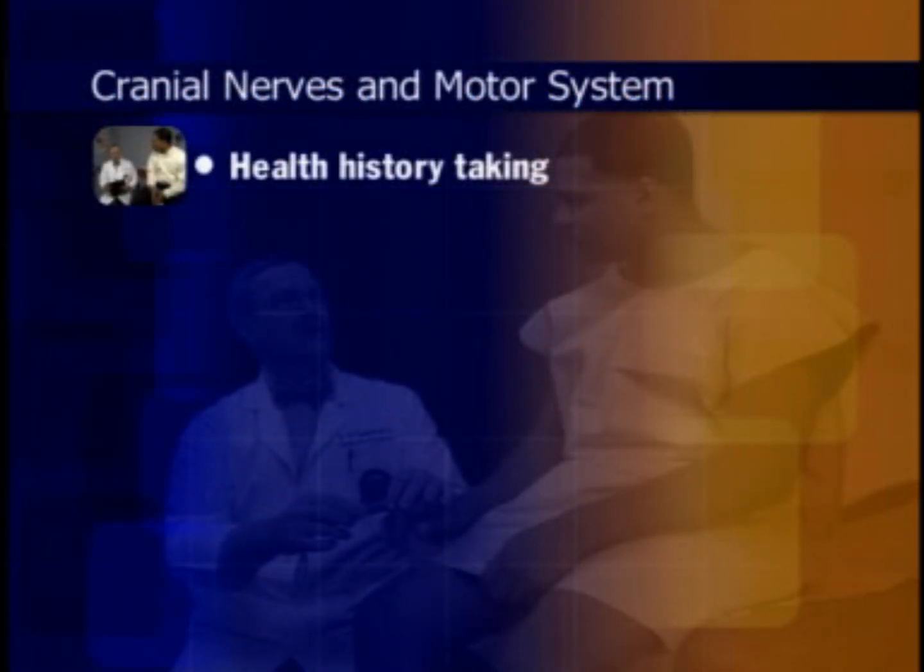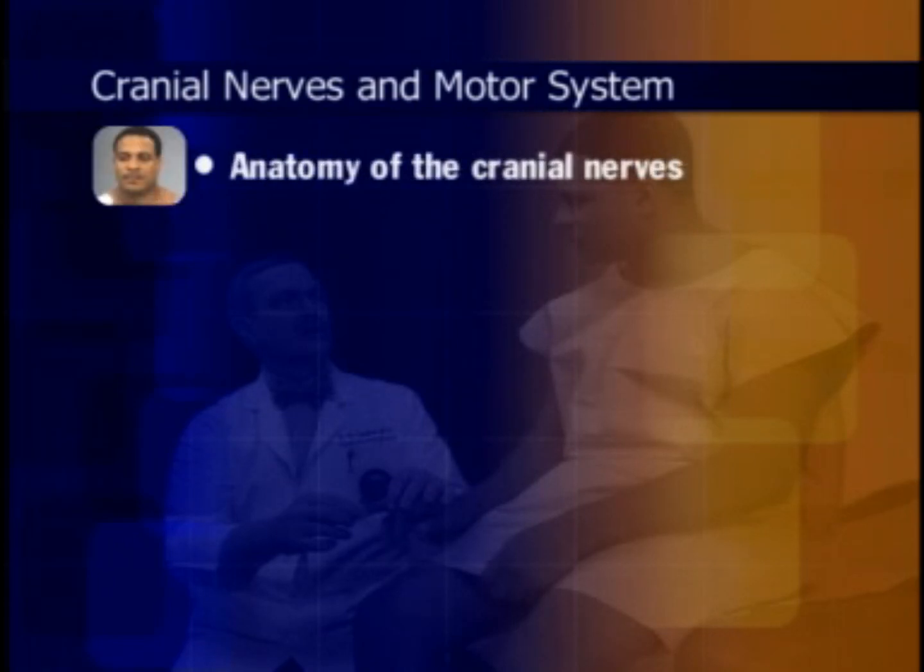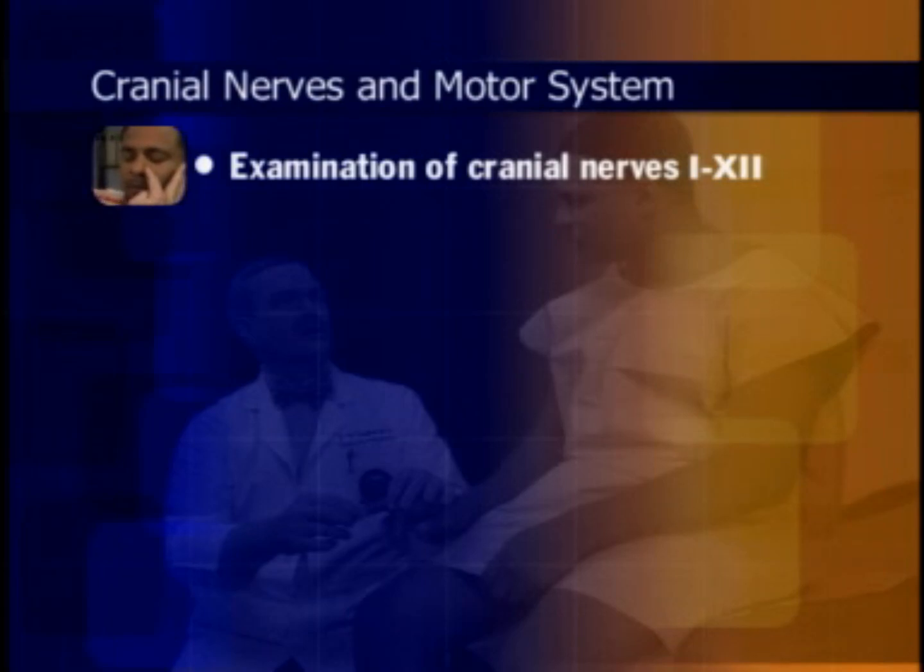This video begins with a brief overview of health history taking, followed by general observations of neurologic status, anatomy of the cranial nerves, and examination of cranial nerves 1 through 12.